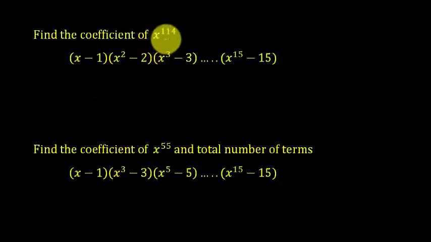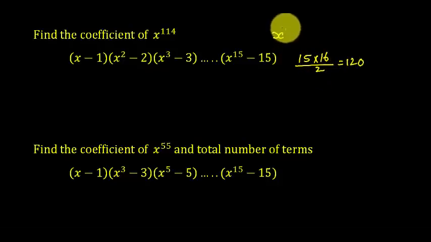We are looking for x^114, again a large value of x. What is the maximum power of x in the expression? That is 1, 2, 3 till 15. Summation is nothing but sigma 15, which is 15 into 16 by 2, that is 120. So the maximum power of x would be 120, and we are looking for 114, which means we are missing 6. How can we miss 6?